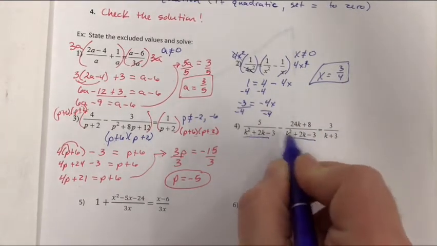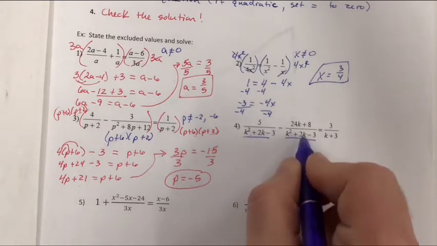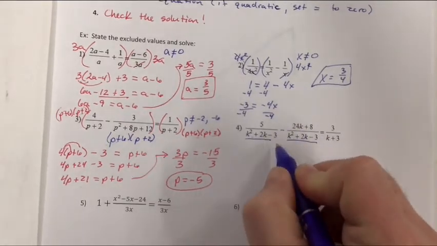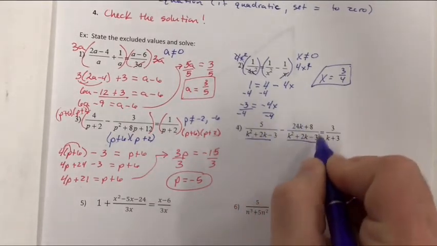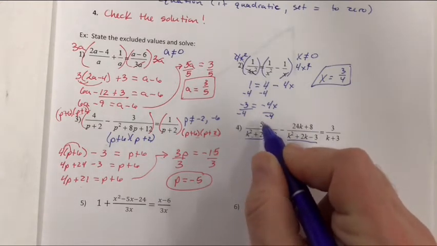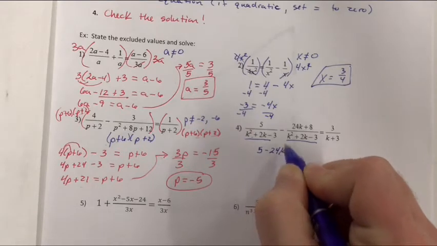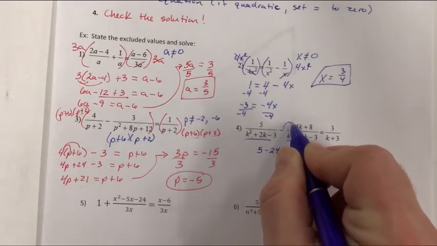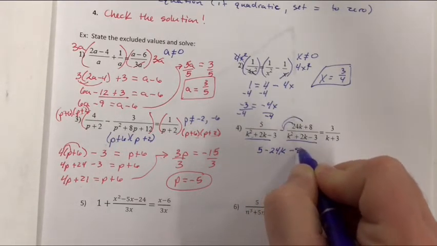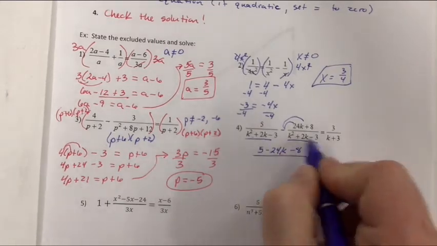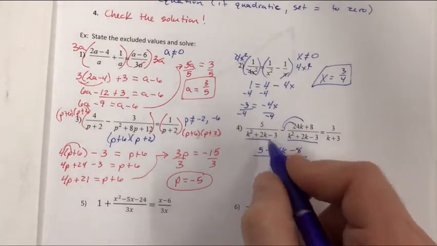Okay, now these are identical denominators. These are already common denominators. So I could actually write this entire thing, since this side is over a common denominator, I can combine the numerators to 5 minus 24k, and then this minus applies to both of these, so it's minus 8, all over the same denominator, but I'm going to write the denominator in factored form.